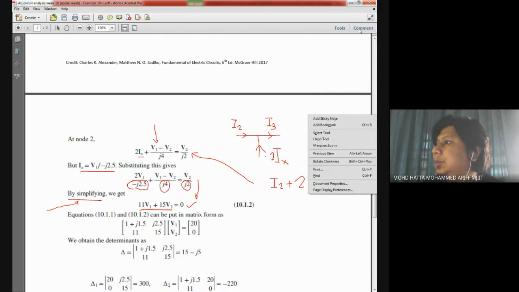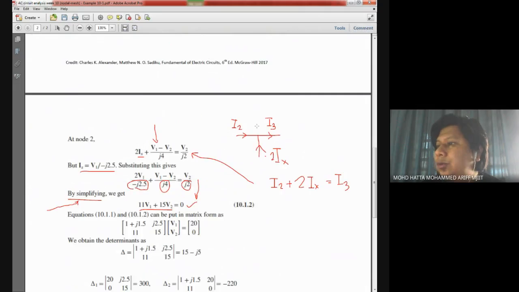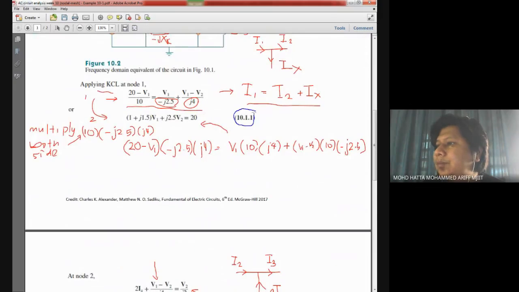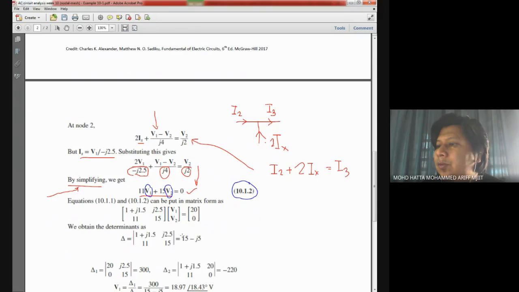Okay, maybe I try to change the color. Now we have two equations with two unknown variables, equation 10.1.2 and 10.1.1. Here we have V1 and V2. Same goes to here, we have V1 as well as V2. And you can solve the unknown variables over here, V1 as well as V2, using any strategy that you prefer.